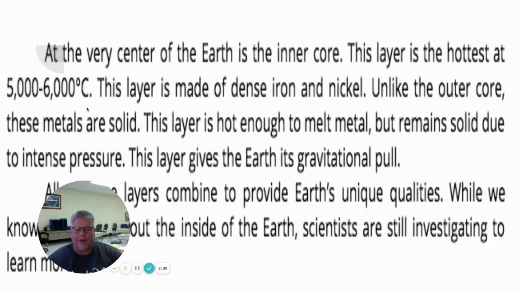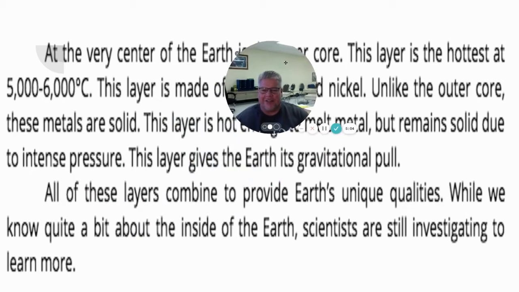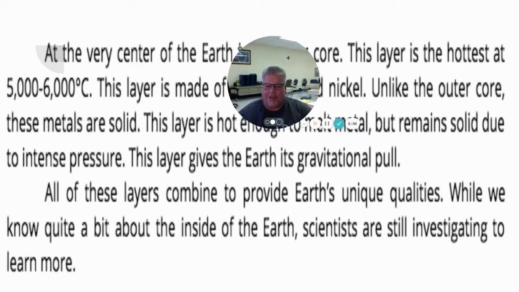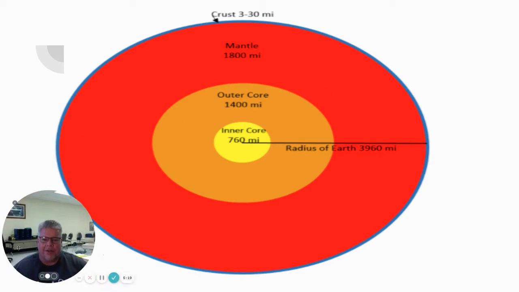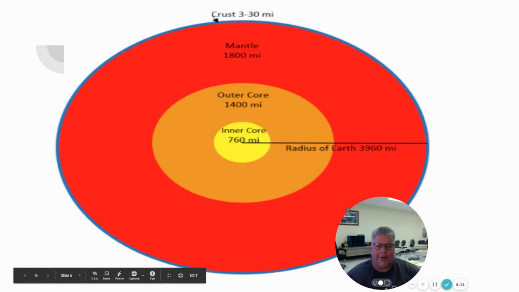So the core, even though it's the hottest area, the inner core, the metal in there is still solid instead of liquid. All of these layers combine to provide Earth's unique qualities. While we know a bit about the inside of the Earth, scientists are still investigating to learn more. All right, let's look at a picture here so we can see a diagram of this.